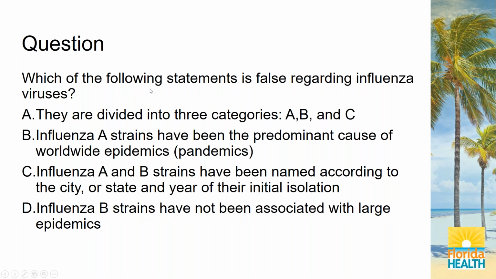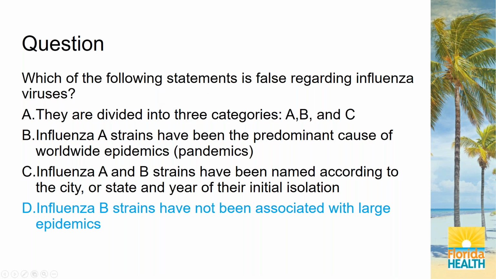All right. Now, this is a question about influenza, where we're jumping into flu. Flu was one of the chapters you were supposed to have read. So, which of the following statements is false regarding influenza viruses? A, they are divided into 3 categories, A, B, and C. B, influenza A strains have been the predominant cause of worldwide epidemics. C, influenza A and B strains have been named according to the city or state and year of their initial isolation. And D, influenza B strains have not been associated with large epidemics. Okay. So the statement that is false is influenza B strains have not been associated with large epidemics.